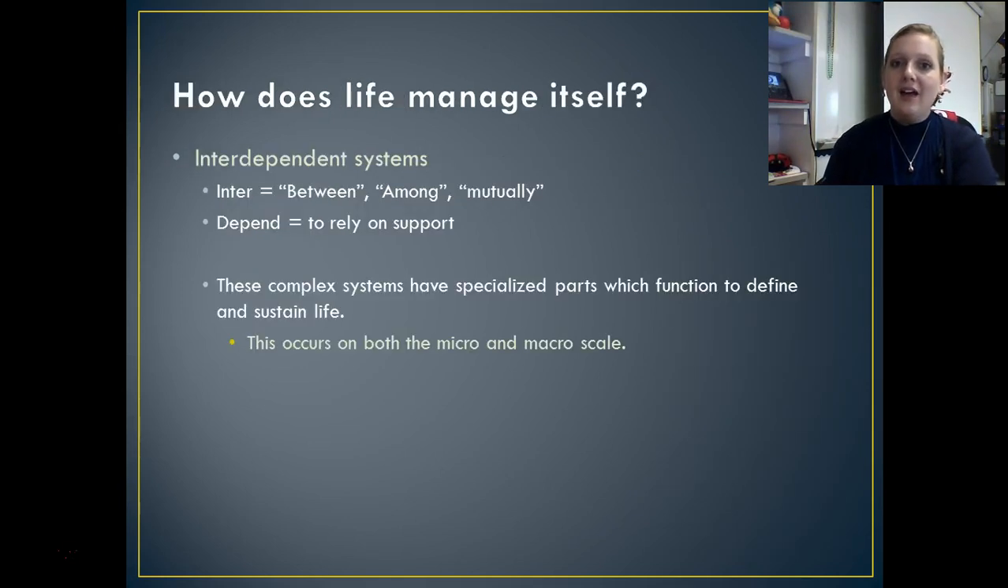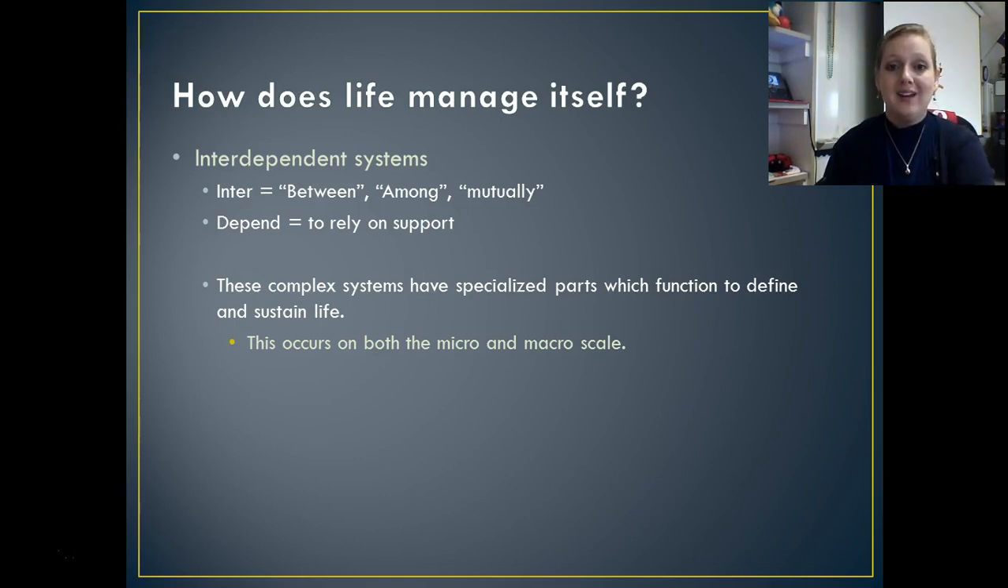So, how does life manage itself though? I mean, okay, we're alive, great. How do we stay alive? How do we work together to continue to be alive? How do we pass on all of those life characteristics that we just talked about? So that's when that interdependence of systems comes into play.